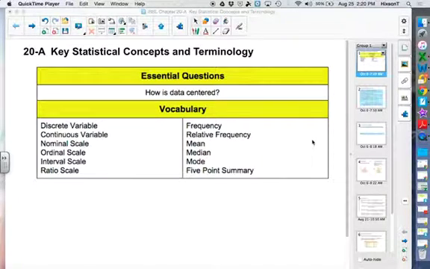As we start looking at our concepts in statistics, our essential question at this point is, how is data centered? All right, and there's a number of ways that we can think about the center of data. We're going to look at 3 specifically today. We're also going to look at the kinds of data that we could be dealing with. Some of this will be significant throughout the entirety of our study.